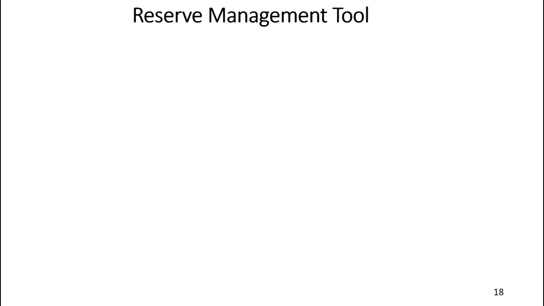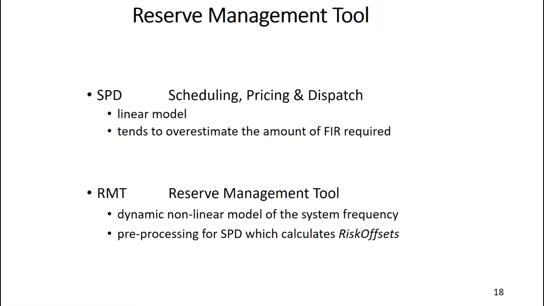Now, we're primarily talking about the SPD model, but there's another model called RMT, which stands for Reserve Management Tool. And recall that SPD is a linear model, and as a result of that and some technical factors, it tends to overestimate the amount of FIR actually required. So RMT is run alongside the SPD model. It's a dynamic, non-linear model of the system frequency, contains a lot more detail about generator response and inertia, etc., than does the SPD model, and it produces parameters which are fed into SPD called risk offsets.